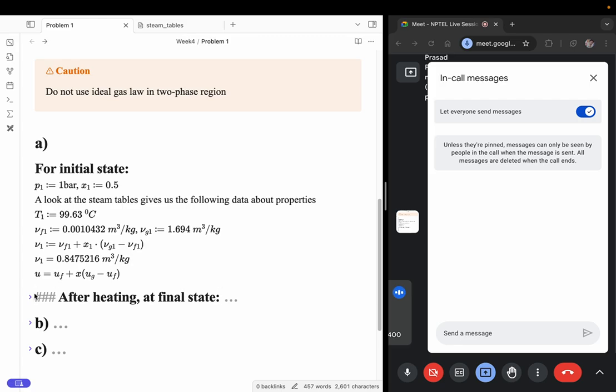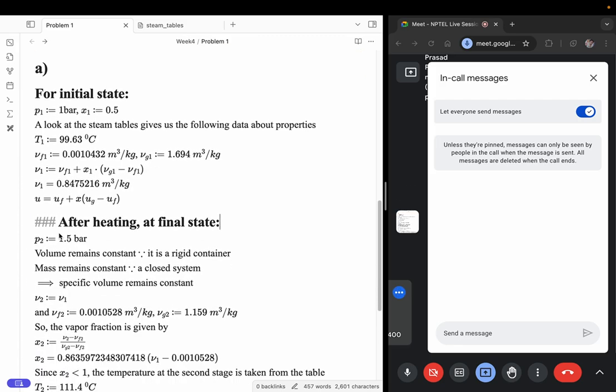So after heating, what is happening? After heating, the final pressure is given as 1.5 bar. Now at this 1.5 bar, your volume is remaining constant because it's a rigid container, and we are considering that no mass is escaping, since it's a closed system. So we have volume constant and mass constant, so the specific volume also remains constant. The final specific volume will be the same as the initial specific volume, which we have already calculated as 0.8475, and the specific volume in this state is going to be the same.